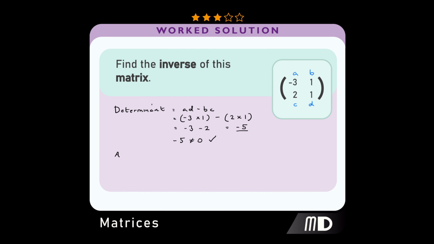The adjoint matrix is formed by reversing A and D and multiplying B and C by minus 1, which gives us a first row, first column value of 1, a first row, second column value of minus 1, a second row, first column value of minus 2, and a second row, second column value of minus 3.